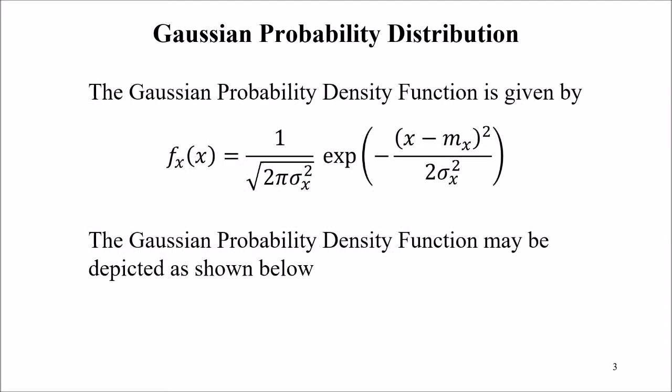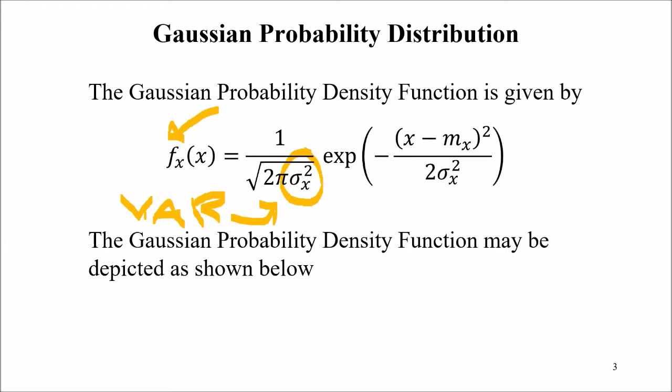This is the equation for the Gaussian probability density function, using lowercase f for a probability density function, and our variable is x. So this is the probability density function for the variable x. It has a term 1 over the square root of 2 pi times sigma x squared. This sigma x squared is known as the variance. That's sigma x; when it's squared, it is the variance.